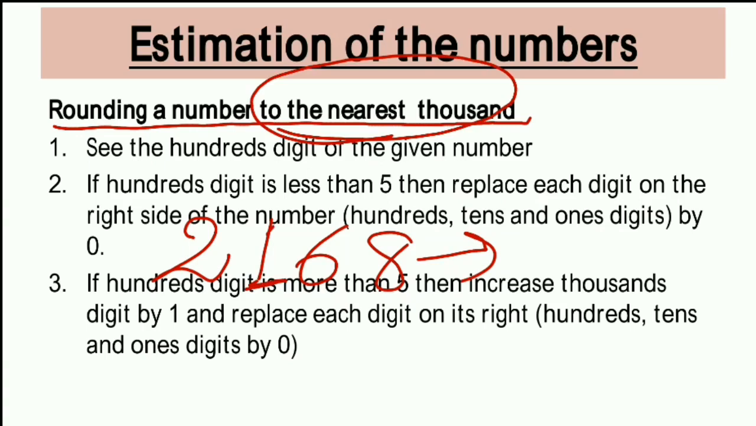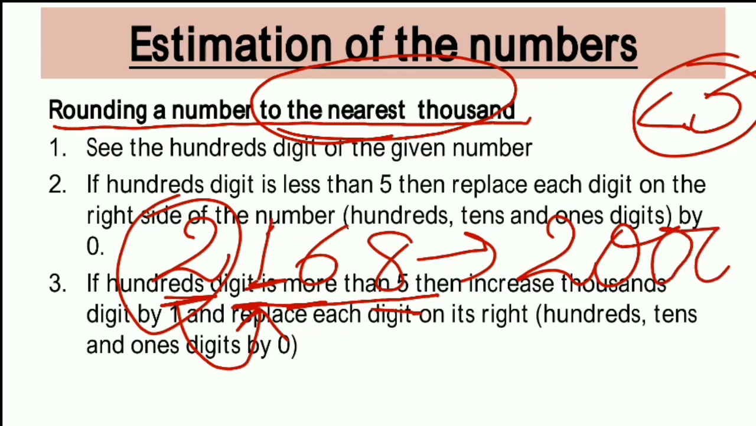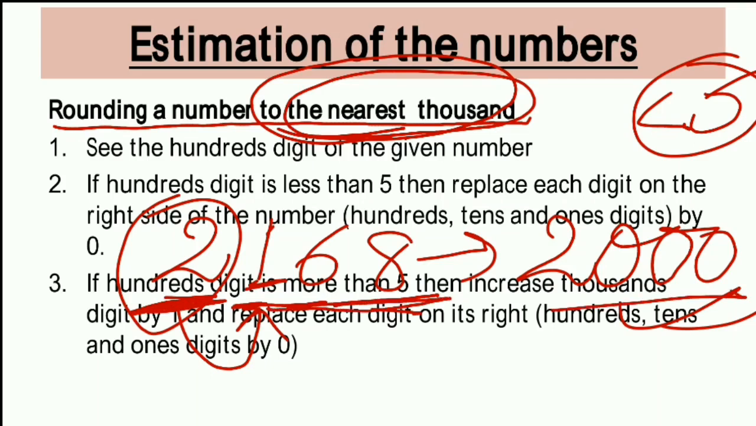First go to the thousands place: ones, tens, hundreds, thousands. Just before that, see what is in the hundreds place. It is 1, which is less than 5, so nothing will be added to the thousands place. It will be written as it is, and after that whatever digits are there will be replaced by 0. I hope you have understood. If we have to round to the nearest 1000, the digits after the thousands place will be replaced by 0.